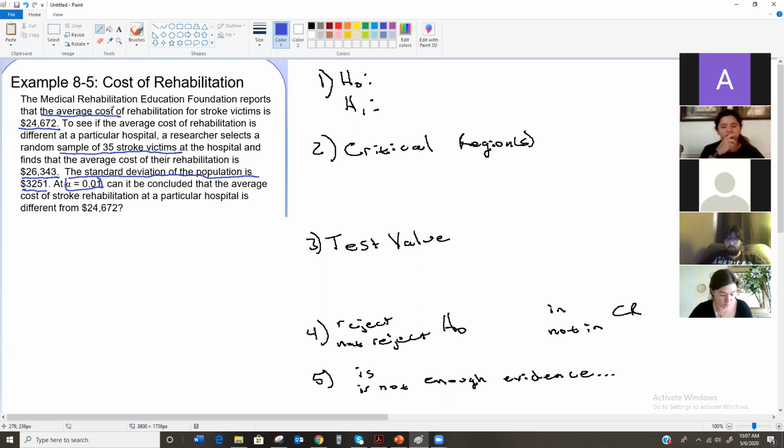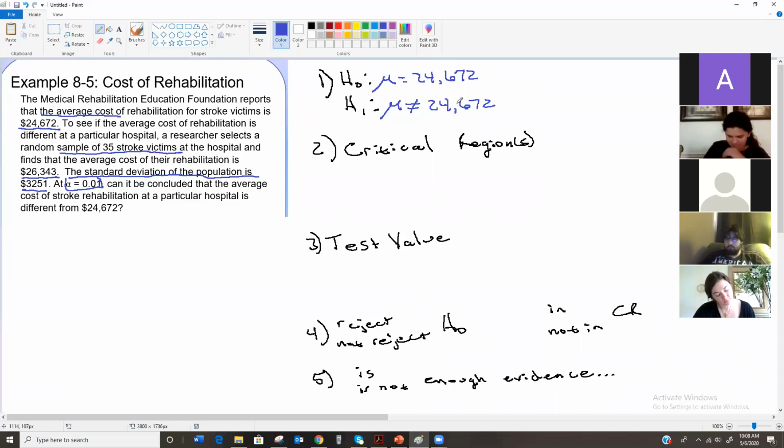So out of that, what is our null hypothesis? 24,672. Yep, and that's the mean, right? Yep. So we write mean is 24,672. Okay, and then the alternative hypothesis is that it's different. So is it an equal sign with a slash between it? Yep, and that's just not equals. So the mean is not equal to, and remember this is always the same number. So these two numbers should always be the same.